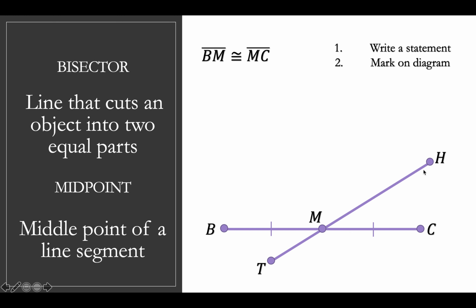So that's something you're just going to have to know. I might put on a quiz something like this, where I put this tick mark and this tick mark, which means that these two lines are congruent. And I put a line going through the midpoint, and I just ask you, what would you call this line, and what would you call this point? And you would have to know, this is the bisector, because it splits it in half, and this is the midpoint. That's just something you should know, because these are congruent.